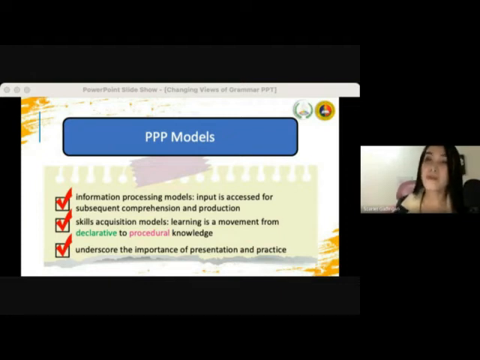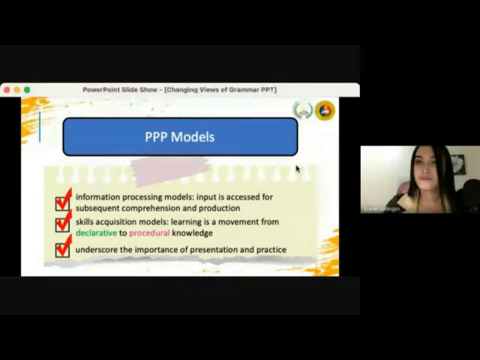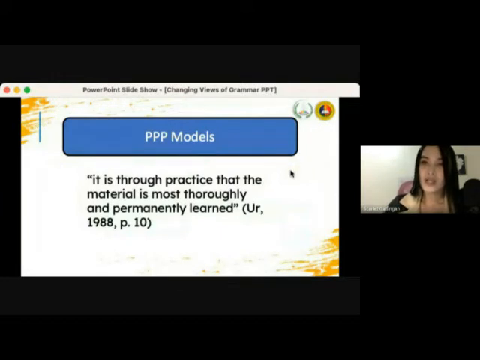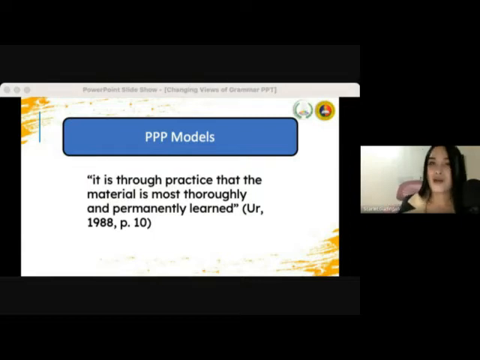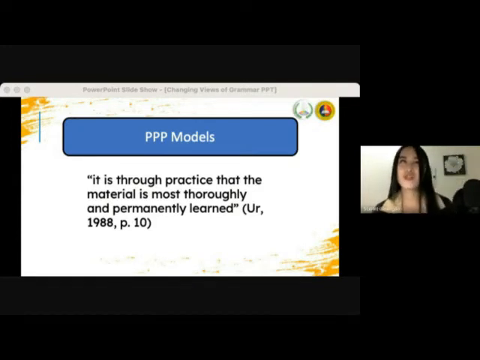The PPP models really emphasize the importance of presentation and practice. That is why 1988 emphasized that it is through practice that the material is most thoroughly and permanently learned. The first thing that they do is that students first learn the new target rules and structures through the development of conscious knowledge. When you say conscious knowledge, you process it explicitly, because this one is a noun, this one is a pronoun, this one is an adverb, this one is an infinitive.